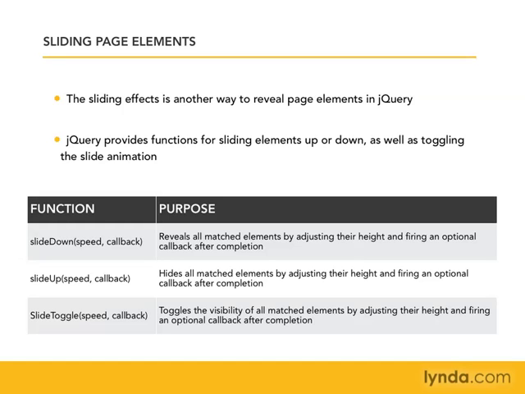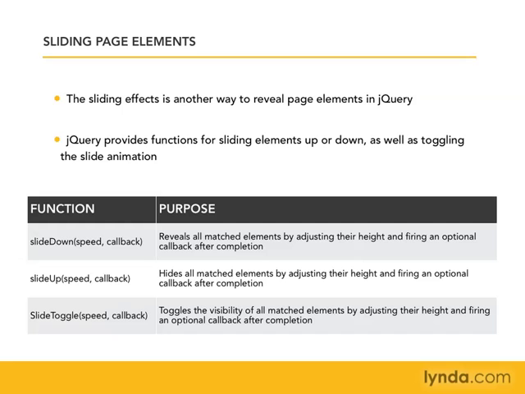And the same thing for slide up. I can specify the speed, and speed can either be a string like slow or normal or fast, or I can specify a number of milliseconds that I want the animation to happen over. And slide toggle is the same idea. It just toggles whether things are sliding up or sliding down based upon whether they're already showing.